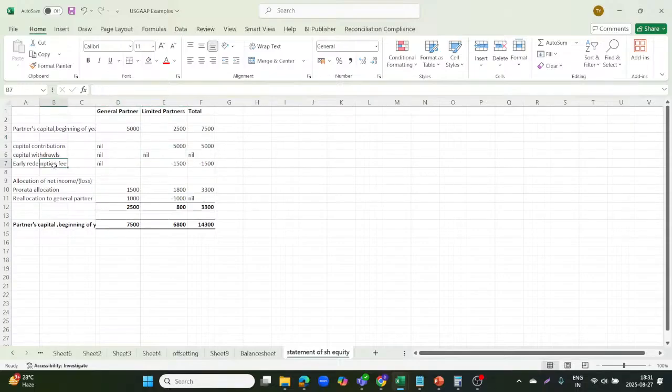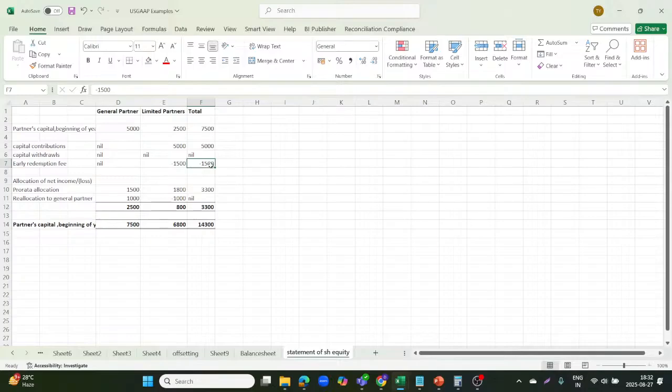Then early redemption fee stands to negative 1,500, which is charged for the limited partners. So in total it has minus 1,500. Early redemption fee is like if you have invested into a fund which follows a lock-in period. Basically you have some time frame, but you break that rule and withdraw before that time frame. In that case you are entitled to pay a fee to the fund manager, that early redemption fee. That's why it shows a negative sign, because it's a fee.